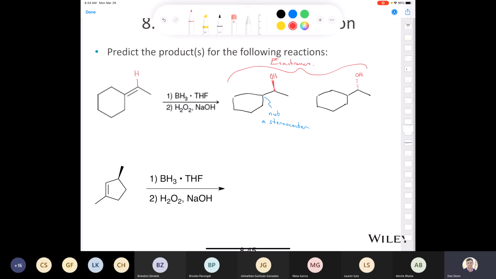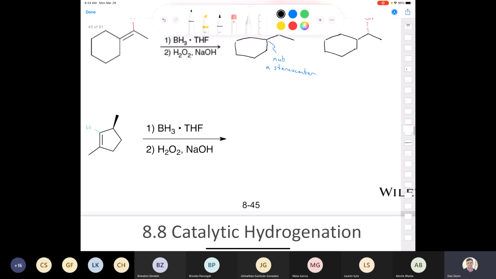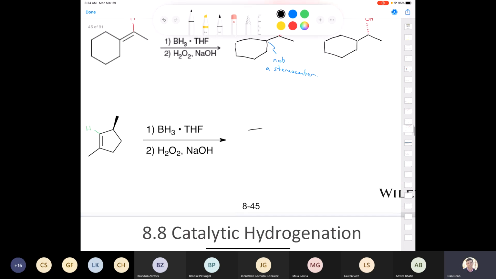Let's take a look at the next one. The next one's a little more interesting because we've got a chiral center in the molecule that we're starting out with. Here's the only vinylic hydrogen. We're not doing the rich get richer; it's the opposite. The richer one is the one that's going to end up with the hydroxyl. So let's draw the skeleton, meaning just the carbons that are going to remain unchanged. We got this guy, and then I'll just copy and paste that.